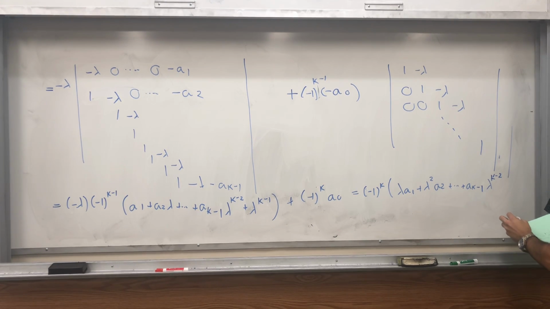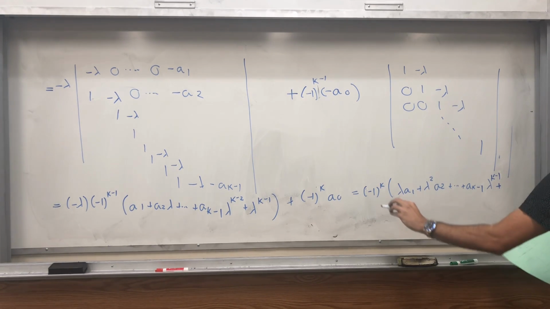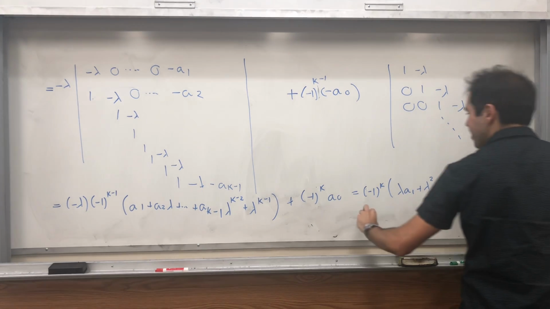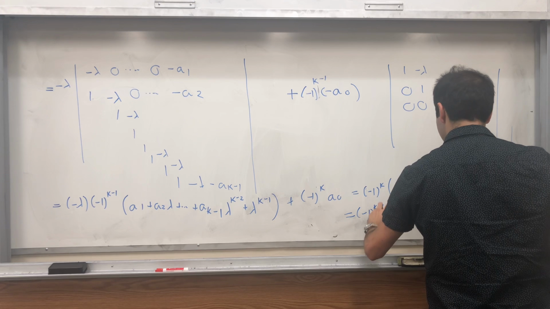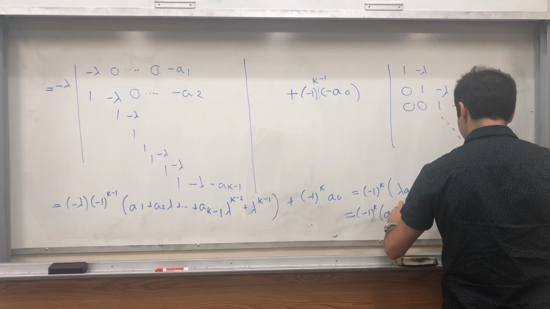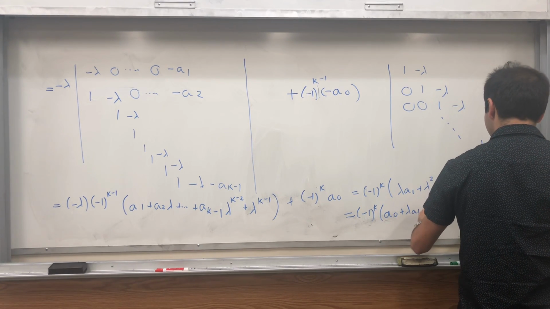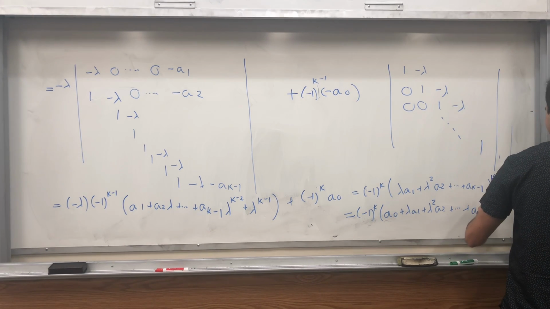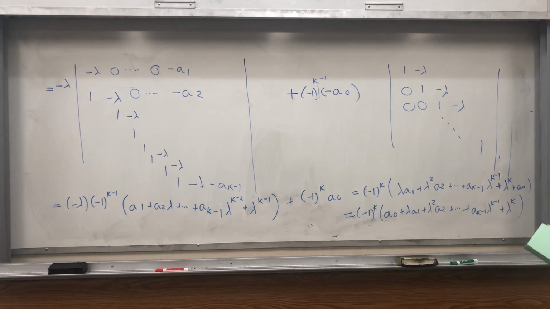plus lambda, except you're multiplying by lambda, so lambda^{k-1}, and then plus this a0, sorry, no, plus lambda^k plus a0, and then you get (-1)^k. Now a0 plus lambda a1 plus lambda squared a2 plus dot dot dot plus a_{k-1} lambda^{k-1} plus lambda^k. And I hope that's what I wrote.